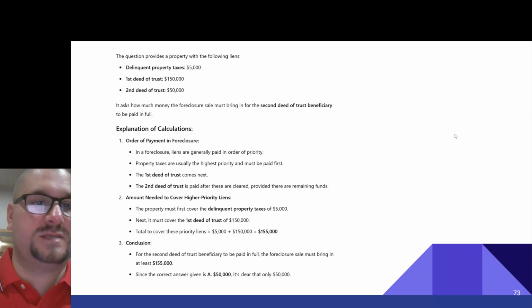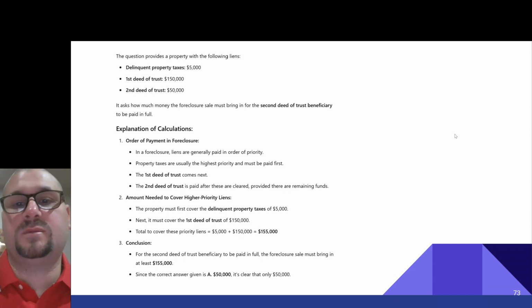So let's go over the explanation of the calculations. In a foreclosure, liens are generally paid in order of priority. The number one thing here is always property taxes, right? That's the number one thing you pay first. So property taxes are usually the highest priority. The first deed of trust comes next. The second deed of trust is paid after these are cleared, provided there are remaining funds.